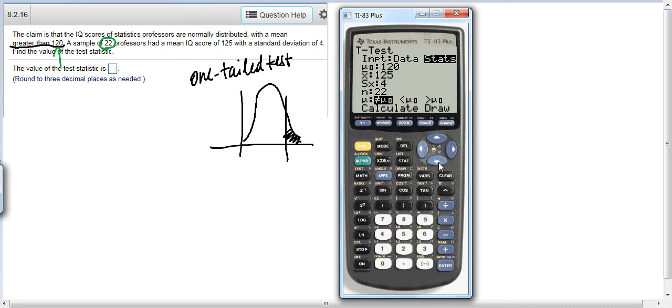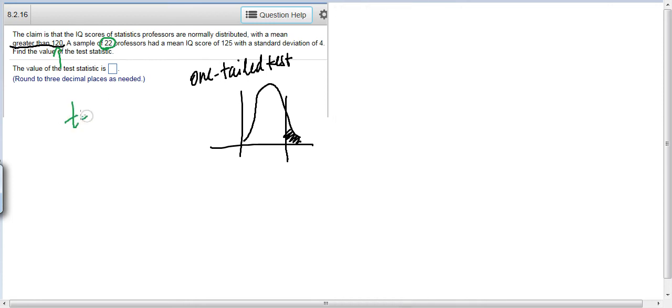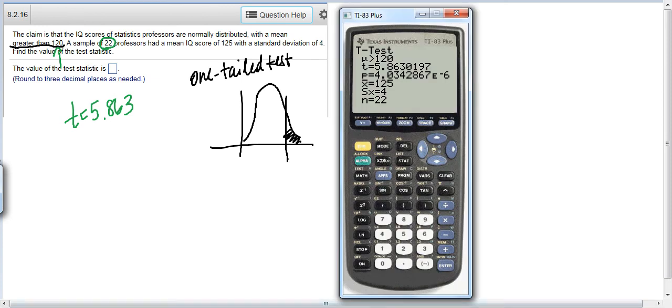And again, down here, we're trying to prove that it's greater than mu naught, greater than 120. So we switch that to greater than, which makes it do a one-tailed test on the greater than side, and you just hit calculate. Therefore your test statistic is this t value: t equals 5.863. So that's where you get the answer, and that's how it's calculated with the calculator.